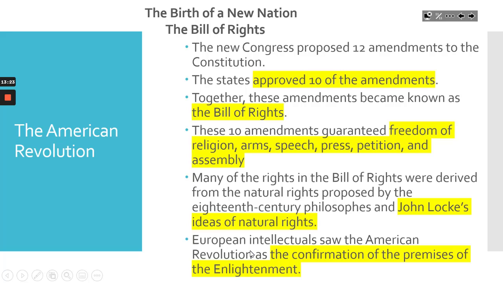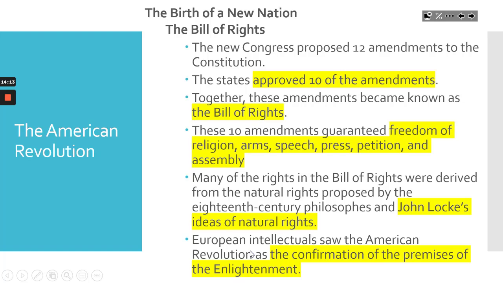Number 11, John Locke was one of those philosophers or Enlightenment thinkers that helped to propose the idea of having these natural freedoms or natural rights, such as freedom of religion, arms, speech, petition, press, assembly, etc. Also, Rousseau influenced a lot of the Bill of Rights, right? Freedom of speech. Voltaire also gave those ideas with freedom of religion. Okay, so a lot of those Enlightenment philosophers that we talked about influenced a lot of those things in the Bill of Rights.